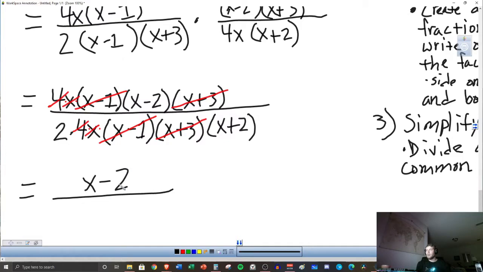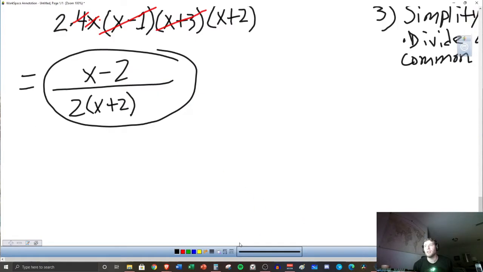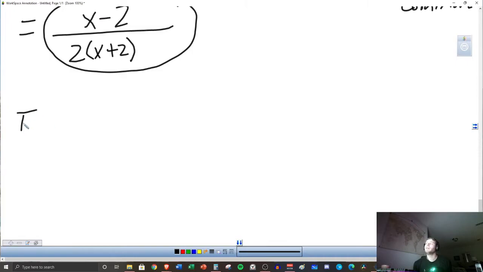It's x minus 2 times x plus 2. You don't need to distribute this. This is our answer, okay? That's our answer. So that's the process you're going to take for multiplication. Let's do a quick division problem, and you'll notice that these pretty much work the exact same way.